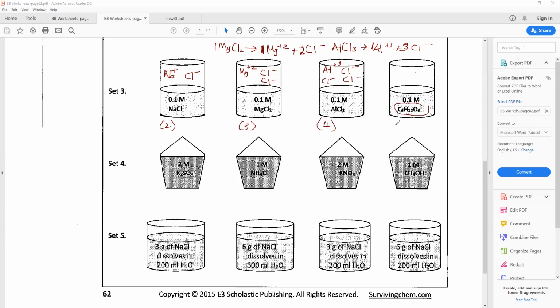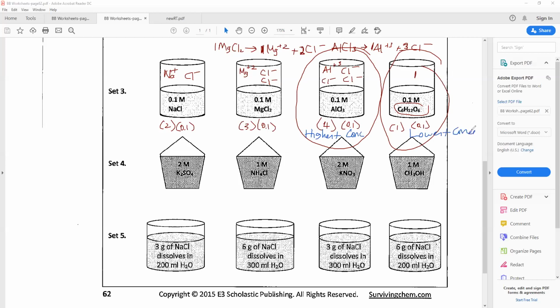This is molecular, stays together, is 1. Then we're going to look at the molarity. The molarity for this one is 0.1, 0.1, 0.1, and 0.1. So we're going to see that this is going to have the highest concentration, and the one with the lowest concentration is going to be this one. So let me just change the color so we can see. So this is going to be the highest concentration, and this one is going to be the lowest concentration.